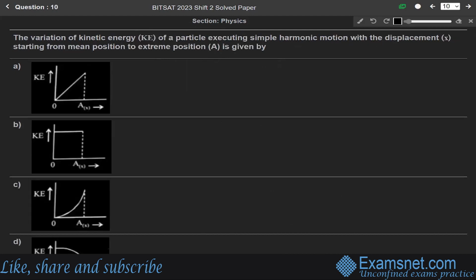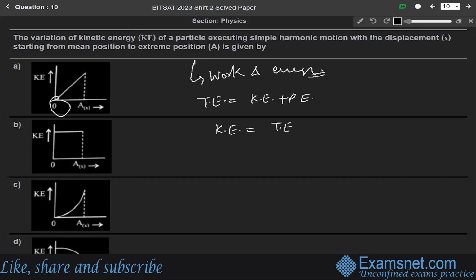Now next question 10. The variation of kinetic energy of a particle executing simple harmonic motion with the displacement x, starting from the mean position to the extreme position A, is given as. This question is again from the chapter of work and energy. We know that total energy equals kinetic energy plus potential energy. So from here, kinetic energy will be equal to total energy minus potential energy.